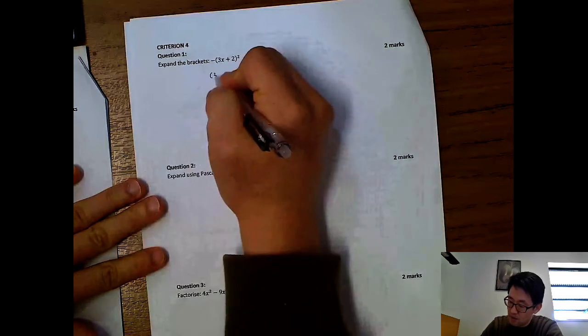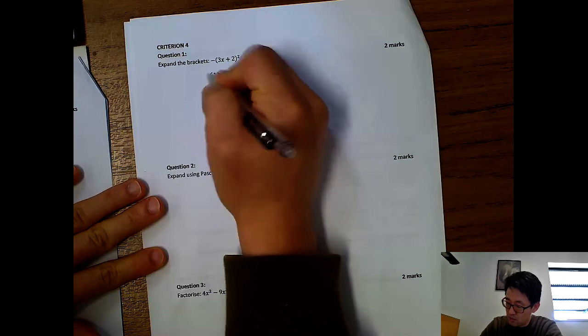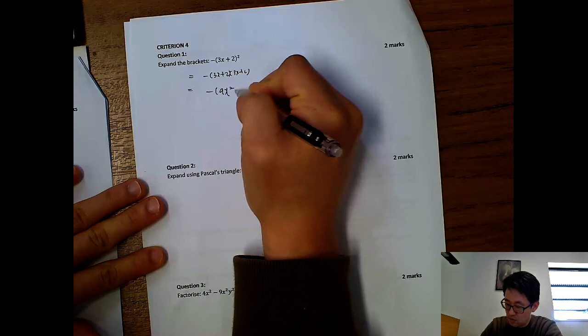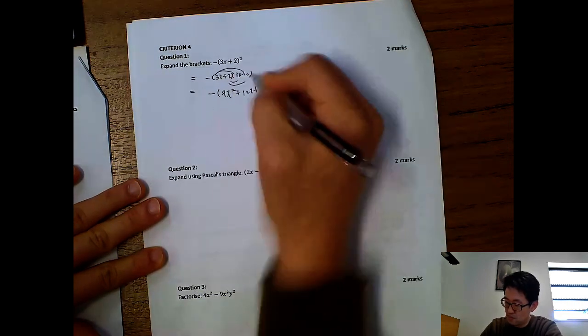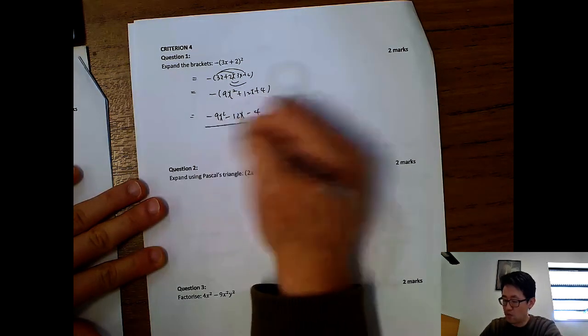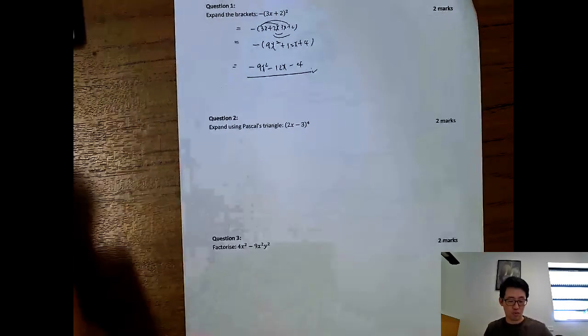Okay, expand the brackets. I actually have the solution next to me. All you need to do is open the bracket, isn't it? 3x plus 2, 3x plus 2, and minus 9x squared plus 12x plus 4, which gives minus 9x squared minus 12x minus 4. Okay, that's easy. Some of the easy questions I'll just move on.